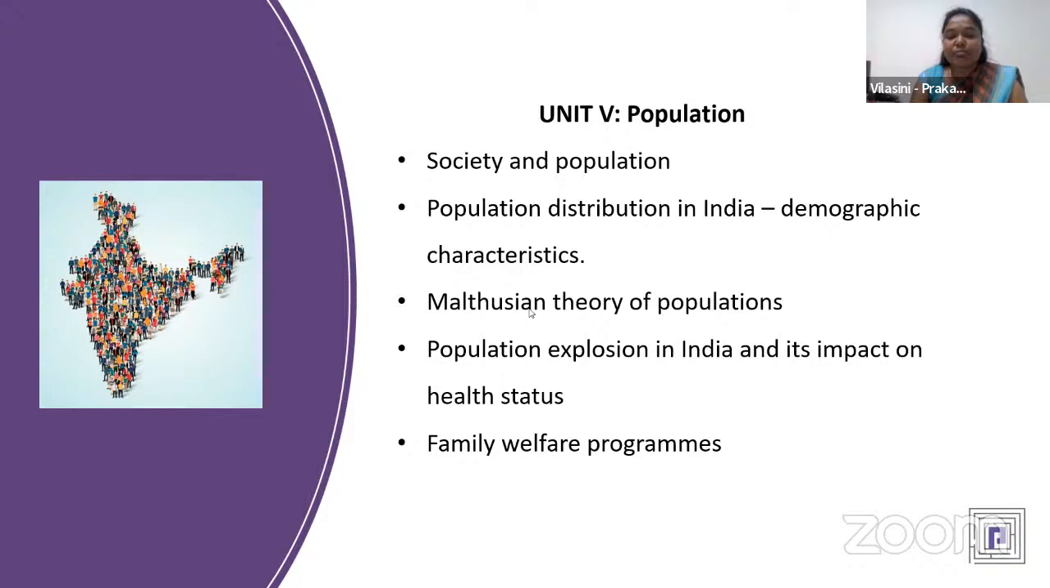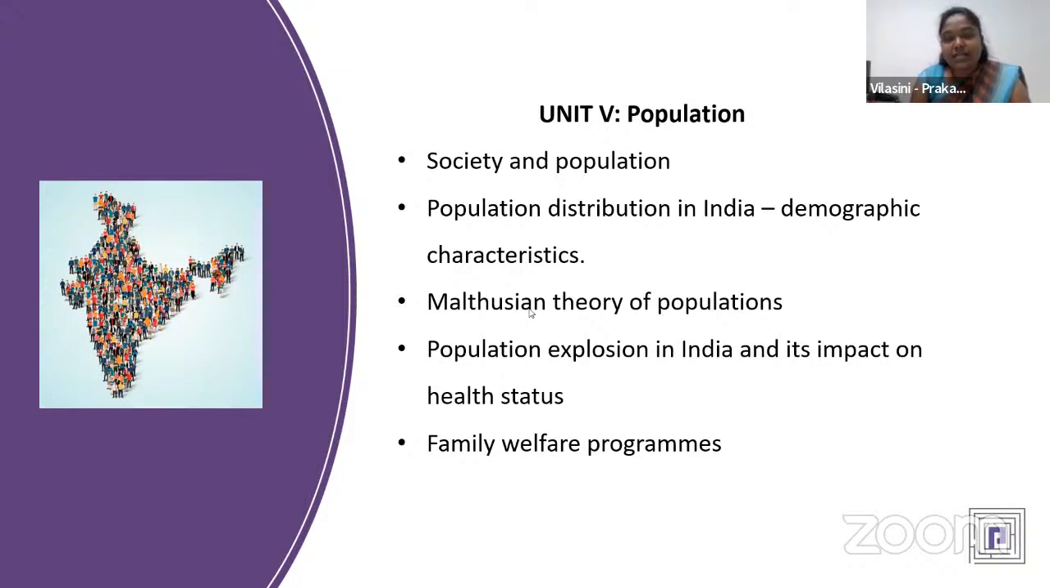The next comes to the Malthusian theory of population. Here, Robert Malthus has proposed this theory of population based on two important things. The first one is that population increases more rapidly than food production. That is the first concept of his. And the second one is that subsistence determines the size of population. He wants to explain the Malthusian theory of population based on these two aspects.